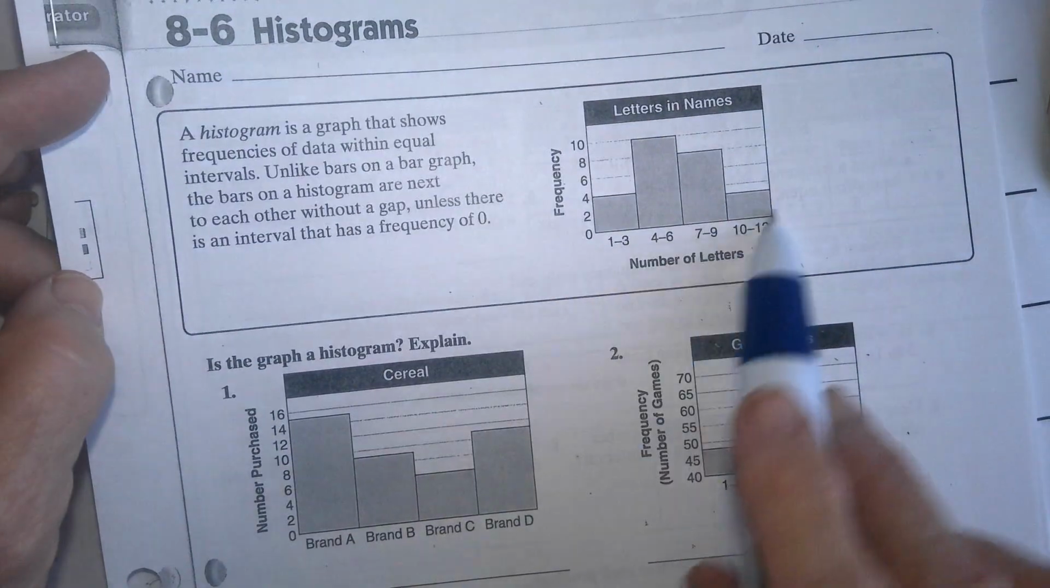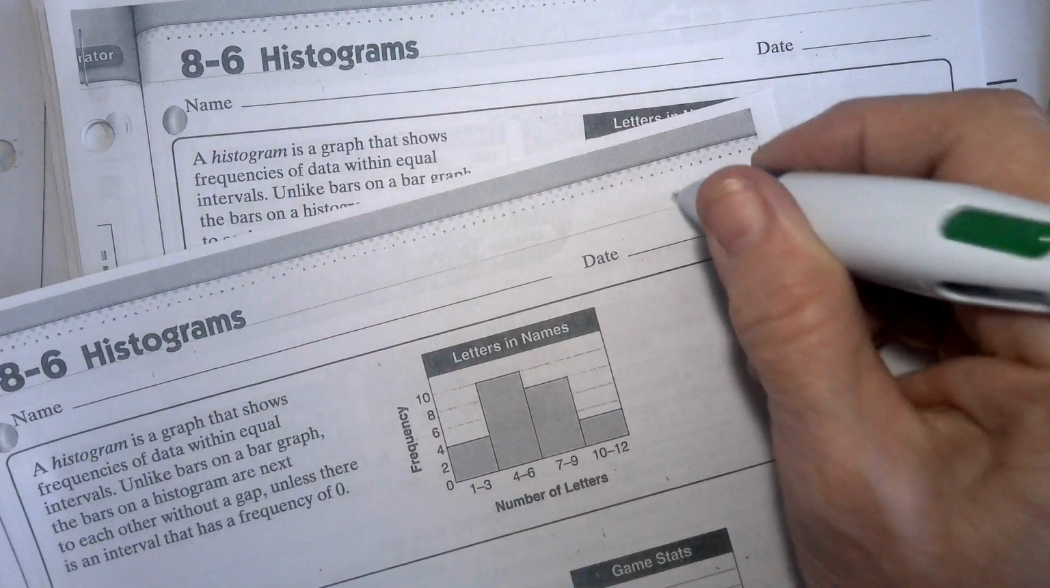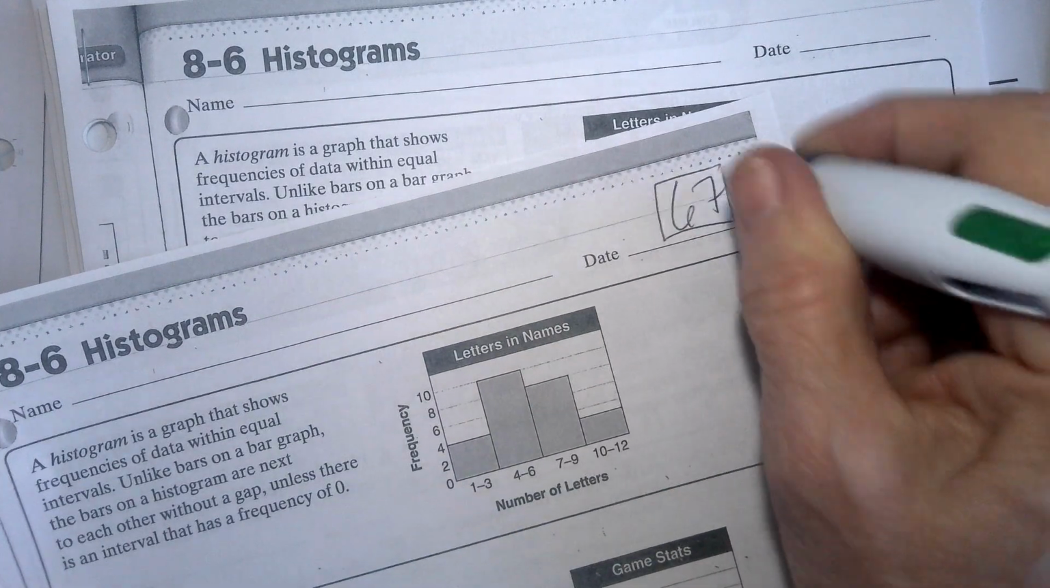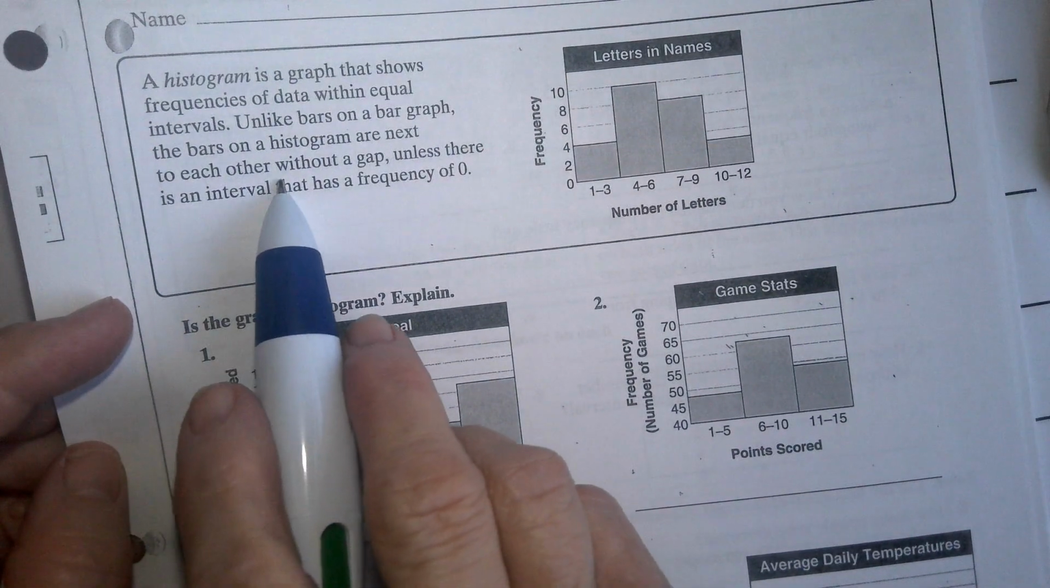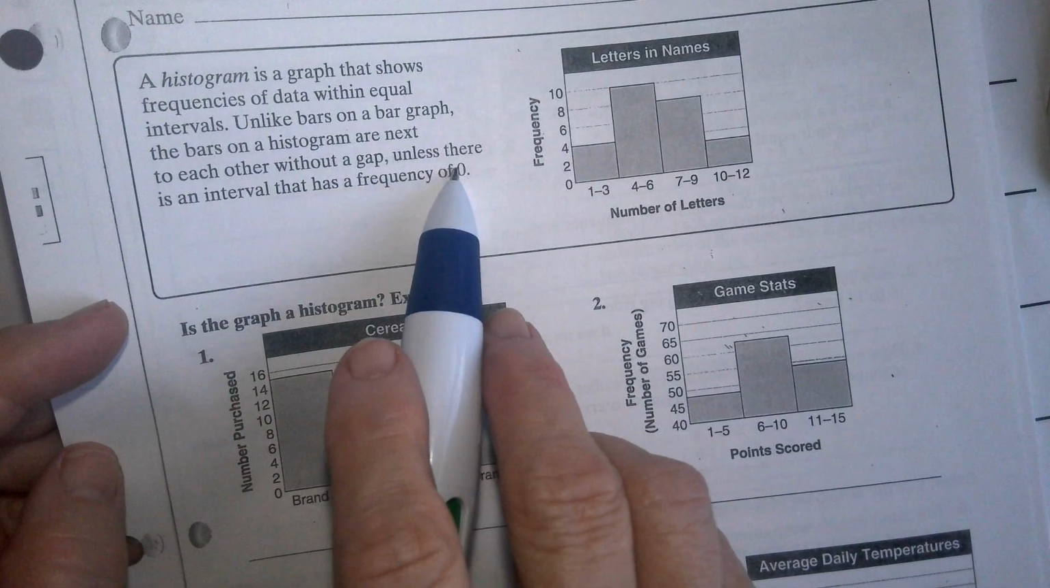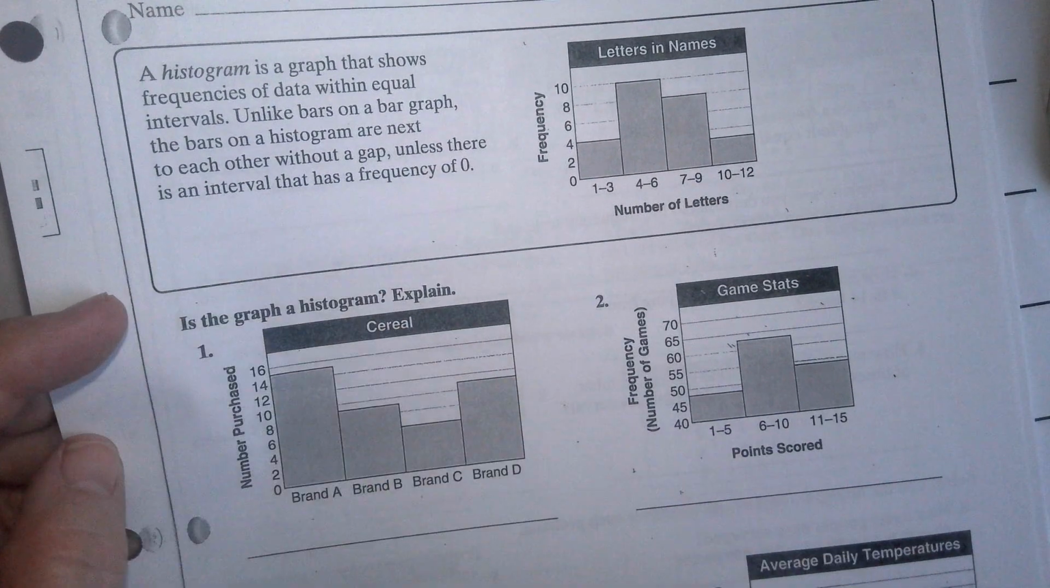These are histograms. What number is this? It's number 67. Okay. All right. Then it says, unless there is an interval that has a frequency of 0.